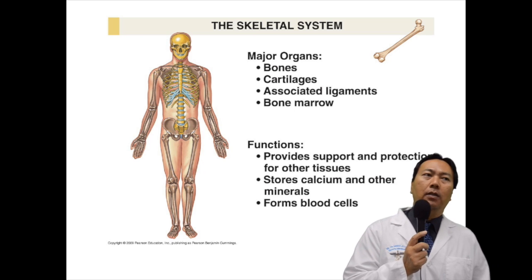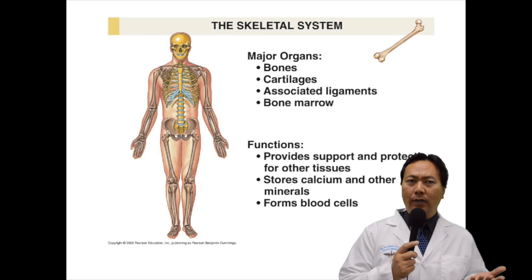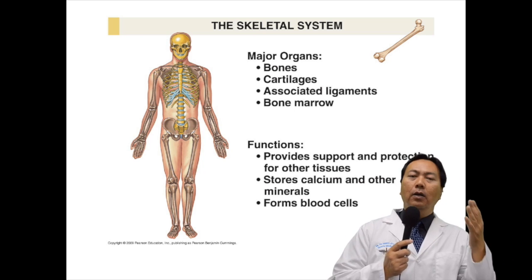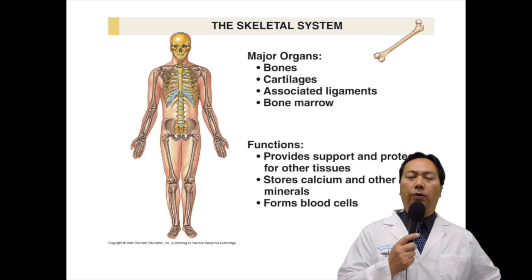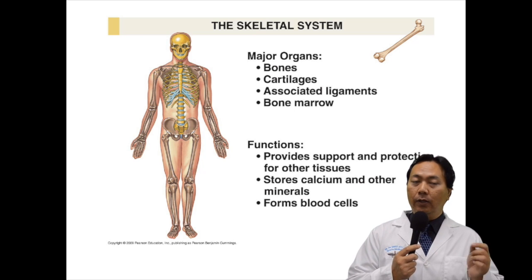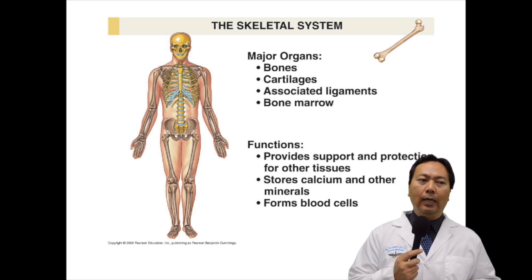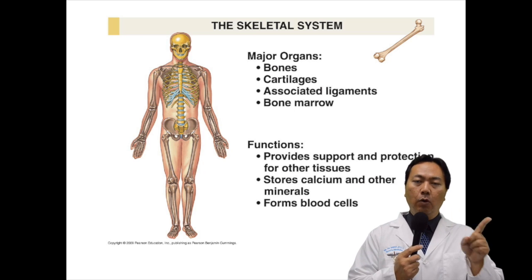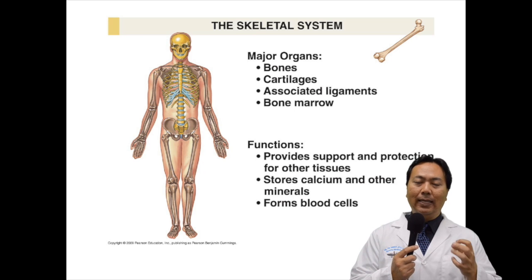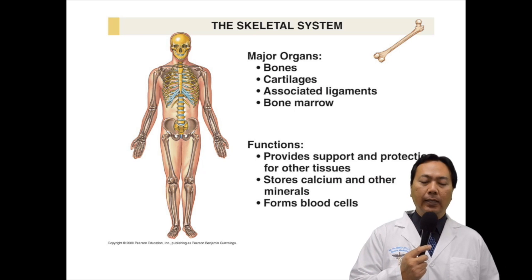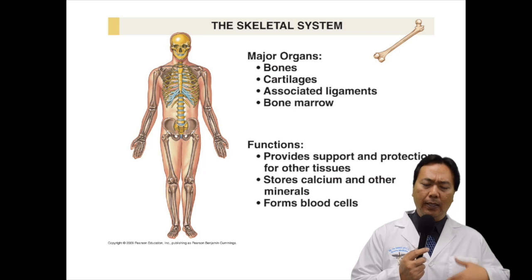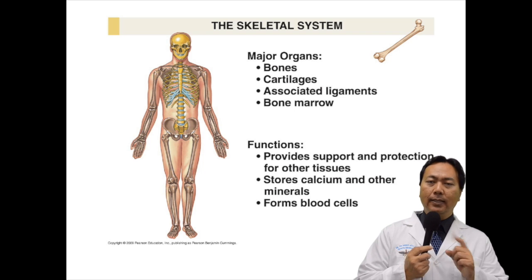Some of the major organs of the skeletal system, like we said, are 206 bones. You can talk about your skull, your rib cage, your femur, which is your thigh. Also, it includes not just the hard stuff, but soft tissues like cartilage and ligaments. Ligaments connect bone to bone. That's what keeps all the joints together for one part. And associated bone marrow, which is inside of your body. So that's the skeletal system.